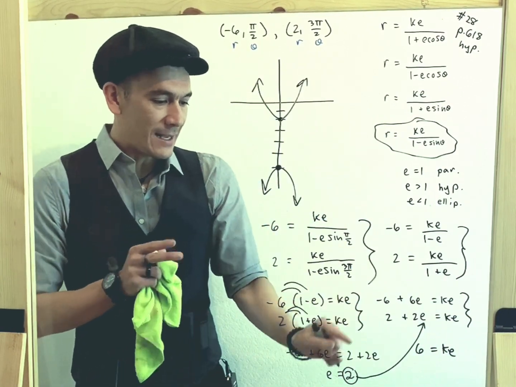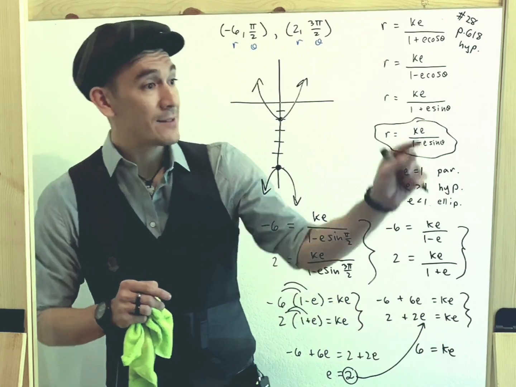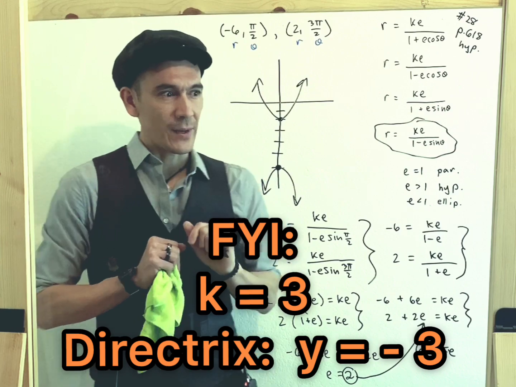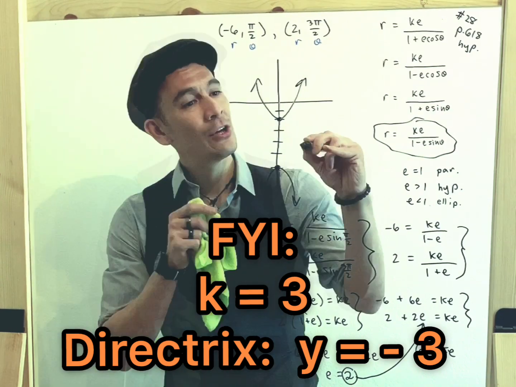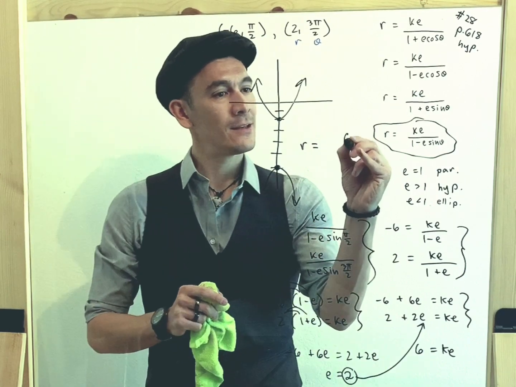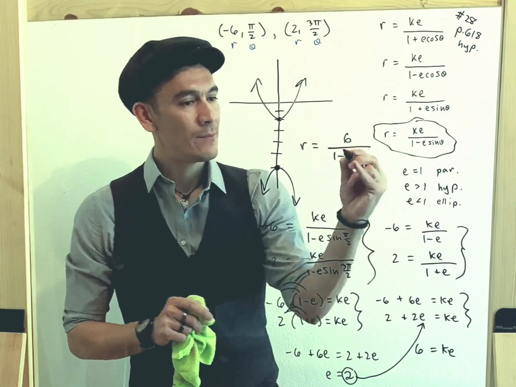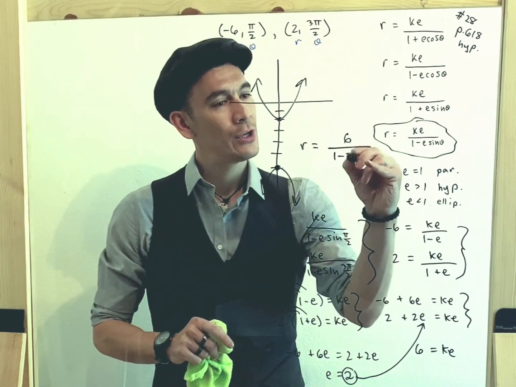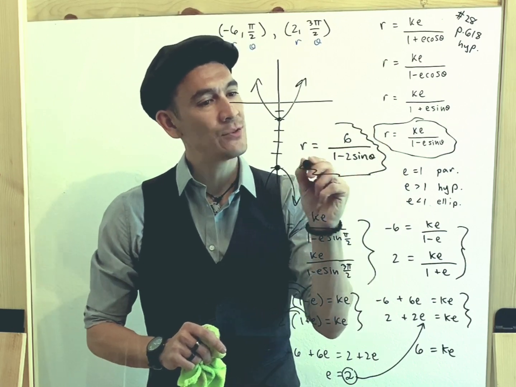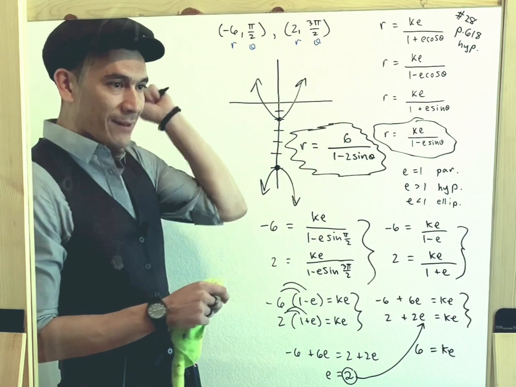So notice that I didn't plug 2 in there because that puzzle piece, Ke, is exactly what I want in the numerator. So it's sort of a time saver, what I just recommended. So final answer, r equals ke, which is 6, over, the bottom should say 1 minus e, but what was e? e was 2 sine of theta. If you wanted to check your answer, you can go to Desmos. You can type this in, and it'll make that graph right there.